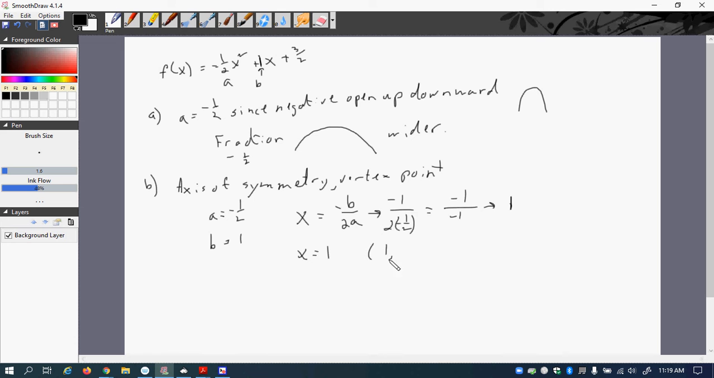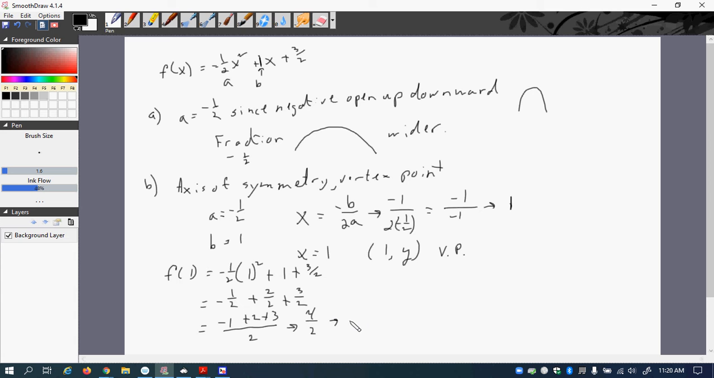So now we know x equals 1. So my vertex point is 1 comma y right now. To find the y, we have to put that back into the original. So we go to f of 1 equal to negative 1/2 times 1 squared plus 1 plus 3/2. So 1 squared is 1, so I'm just going to get a negative 1/2. And I know 1 in terms of a fraction of a half has to be 2 over 2, plus 3 over 2. So this makes it easy. It's negative 1 plus 2 plus 3, all over 2. Negative 1 plus 2 is 1, and 1 plus 3 is 4. So this is 4/2, which is 2. So now I know my vertex point is 1 comma 2.